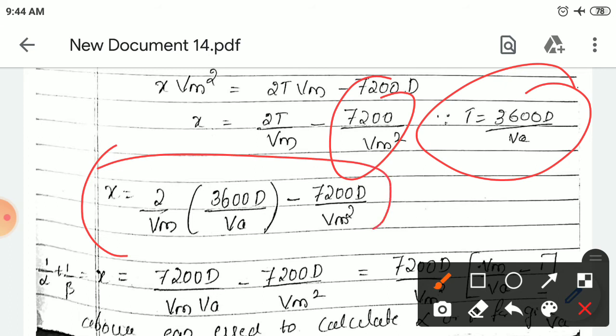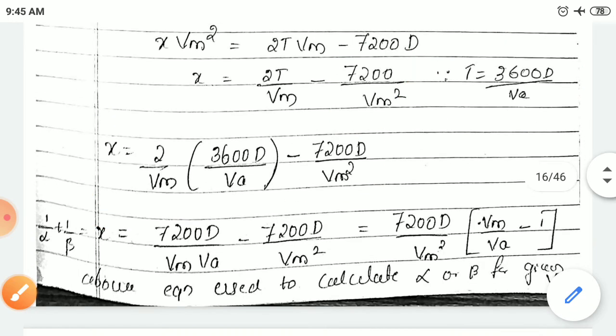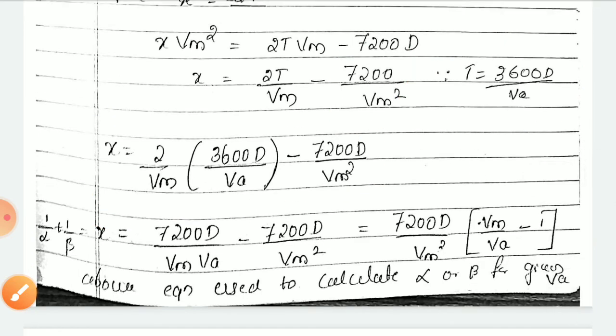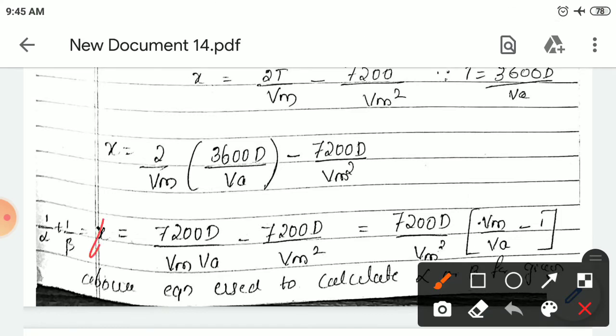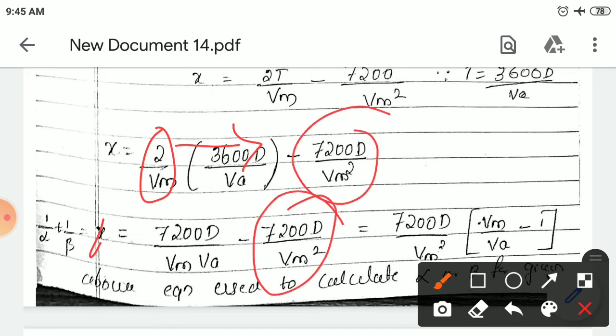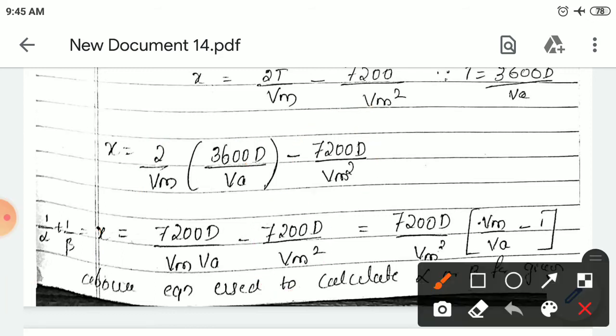So x substitute here. Then 1 by alpha plus 1 by beta is equal to x, is equal to this one, 7200 d. That means you just multiply it, 7200 d divided by Vm VA, multiply this term inside the bracket. So 7200 d divided by Vm VA minus 7200 d divided by Vm square will be as it is. Now you take 7200 d divided by Vm square common, so that is Vm divided by Va minus 1.